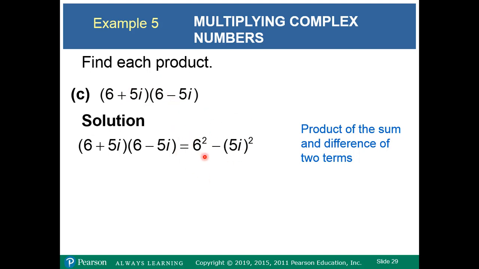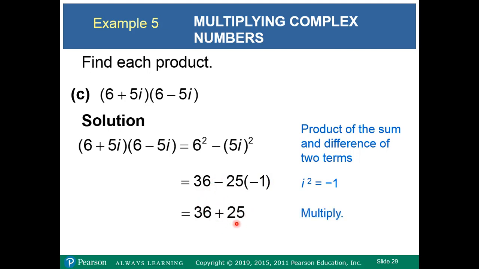We're going to get 6 squared minus the quantity 5i squared. So what happens here? Well, remember the properties of exponents. We're going to distribute the square to both of these, the 5 and the i. Okay, so we're going to get 25, and then i squared is negative 1. And so again, this negative 1 is going to change this sign, and we get 36 plus 25, which gives us a real number, right? Because the imaginary part is 0. Now, if we want to write it in standard form, this would be correct, right?